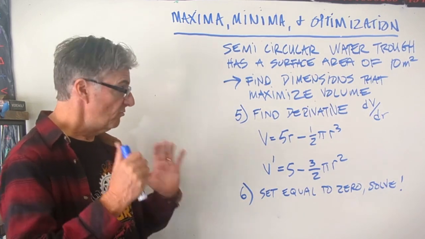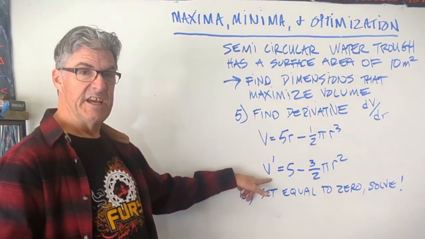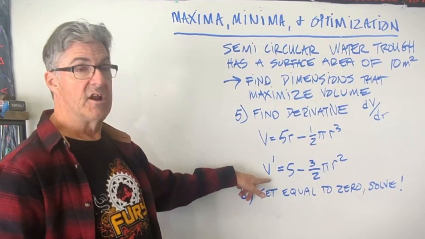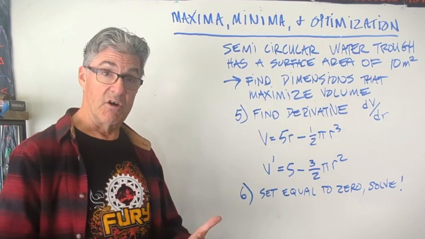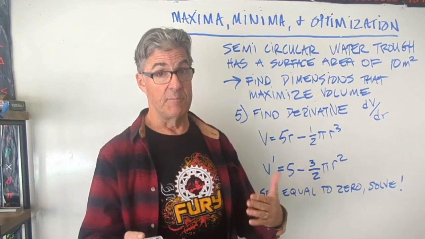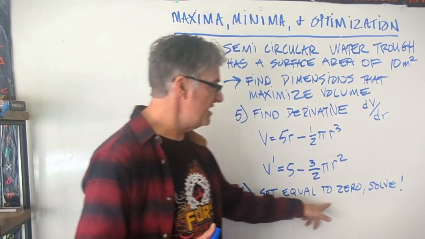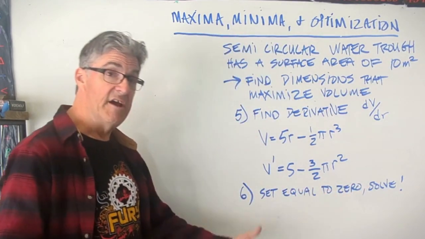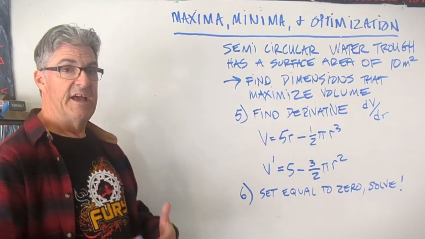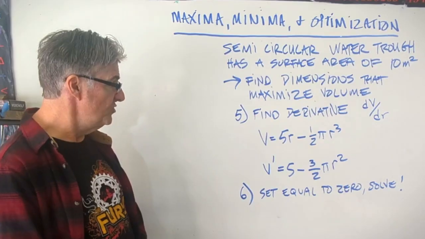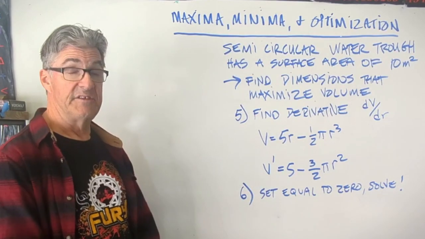Okay, so remember, the derivative gives you the rate of change of a function. So we want where the rate of change is 0. That's either a maximum or a minimum. That's a turning point on the graph of the function. So when we set it equal to 0, we can solve for the r that gives us that turning point, and then we can find out whether it's a minimum or a maximum. So go ahead and do that. Set this equal to 0 and solve.